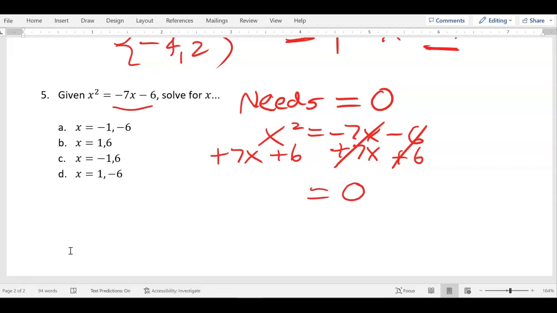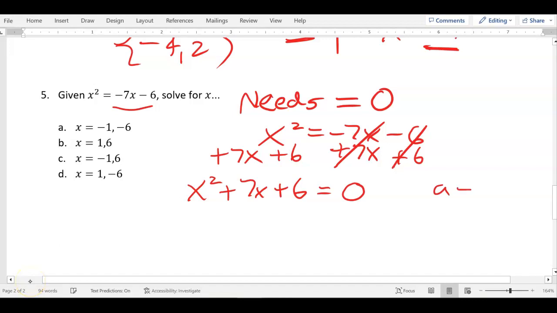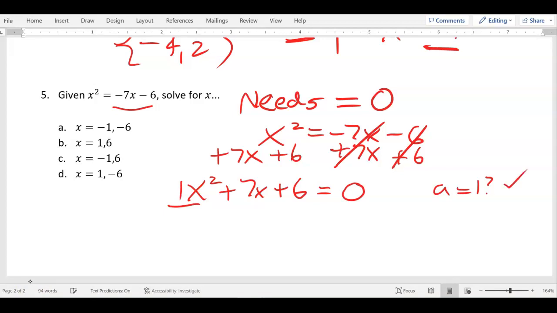And everything on the left, none of these are like terms. So they're all just going to go next to each other. x squared plus 7x plus 6. That equals 0. So now is a equal to 1? We see that it is, since there's no coefficient. And that means we can find the factors of the c value.